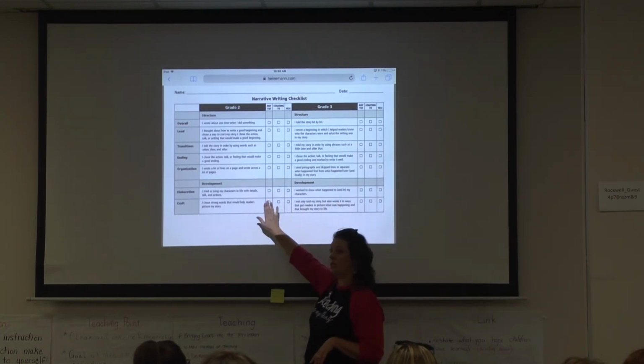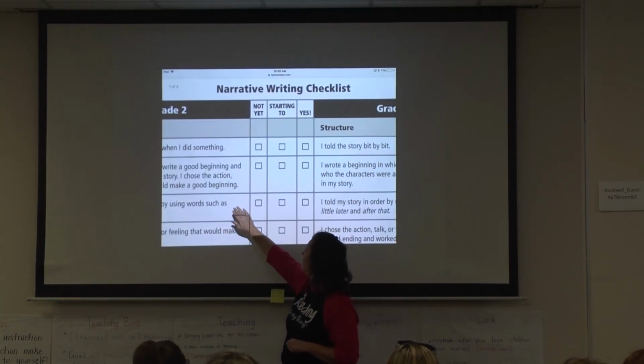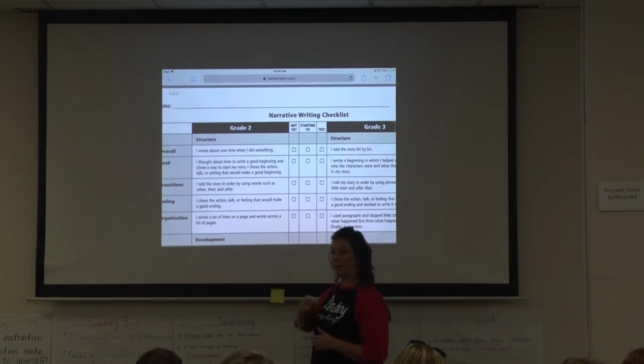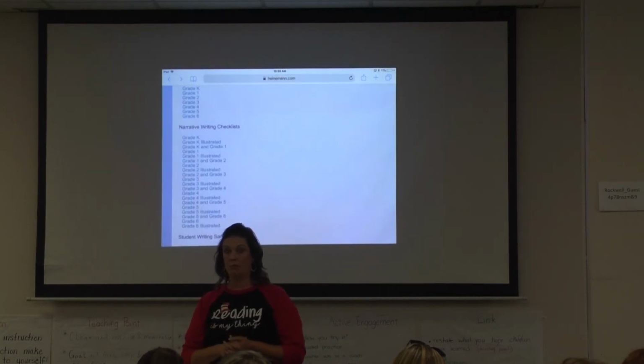Okay? Some of your kids might just be using this one, and you talk to them about that. When they've got a lot of not yets and a couple of starting tos, then that might be too hard, so adjust it a little bit. You'll have to just get to know your writers to really determine what they can use. I just want you to understand it's not cut and dry. Just because you teach second grade doesn't mean that all your kids will be using the second grade checklist. That's your goal, but you might not be there right away.